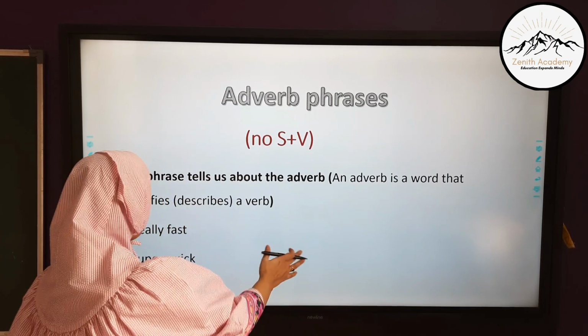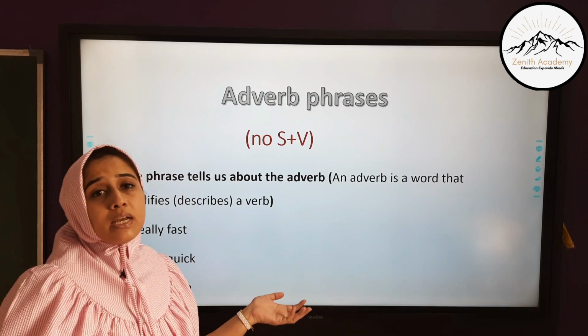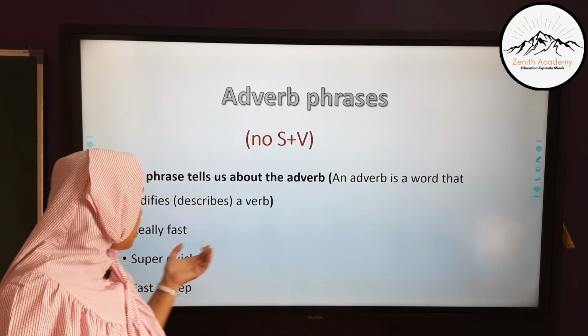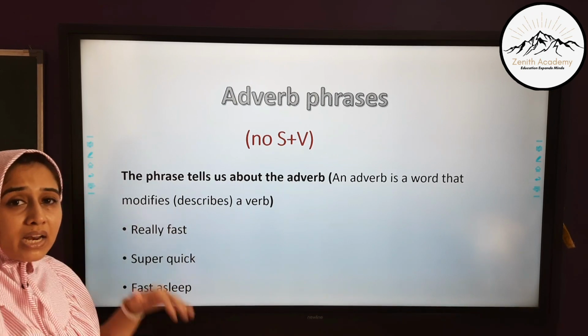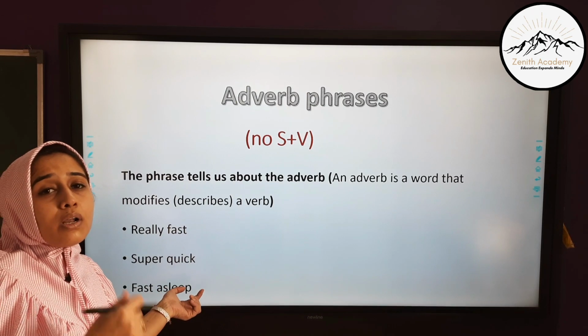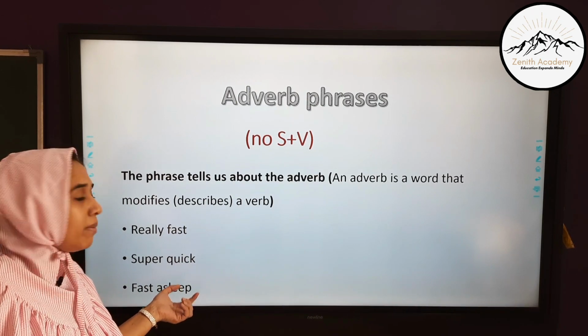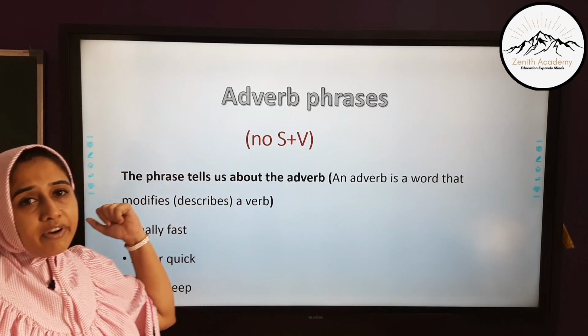is adverb. Fast asleep. When we say somebody is fast asleep, so asleep is the verb and fast focuses on the manner of sleeping. So here it is a manner showing how the person or a particular animal or human being is asleep, and that is why it is the adverb phrase.